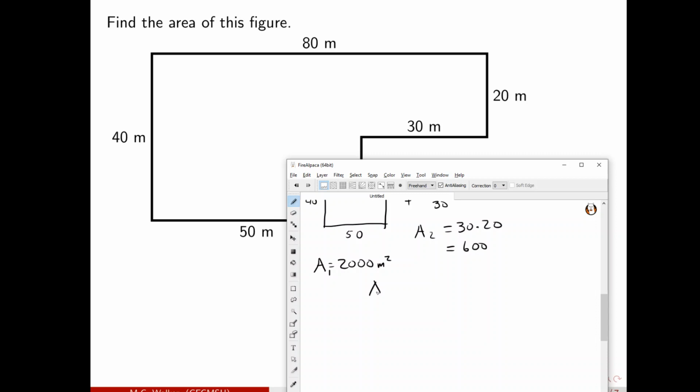Our total area is 2,000 plus 600, 2,600 meters squared.